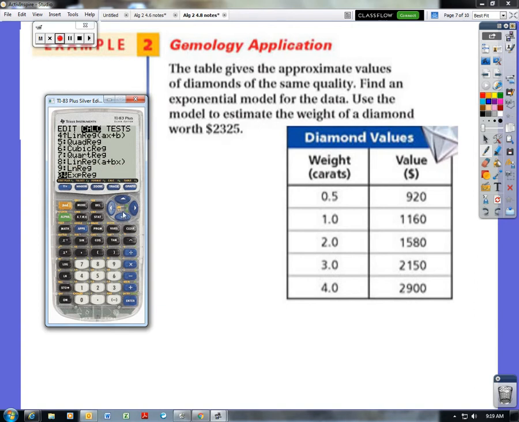So anyway, option 10 is exp-reg. That's your exponential regression. And it defaults to L1 and L2, so good there. And then I want to store this to y1, so that's vars, y-vars, function, y1. Then enter. And I don't have my R.